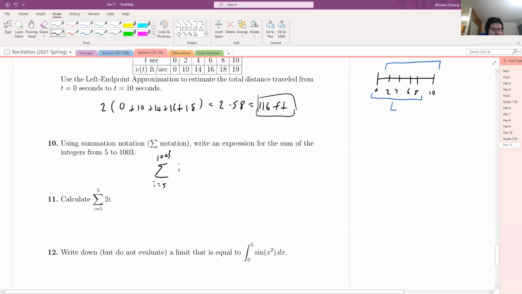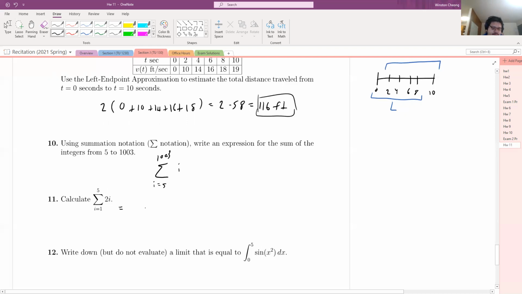For 11, it wants us to actually compute this sum. Notice that this only has 5 terms, so it's pretty reasonable to compute it by hand. One way you could do this is by expanding that out into what the actual terms are, so you have 2 up to 10 that you'd be adding.